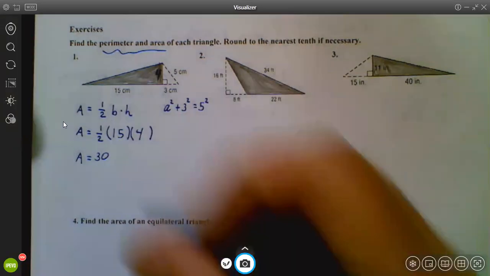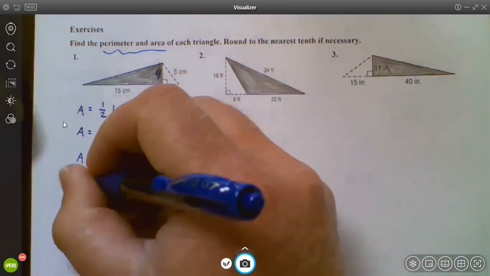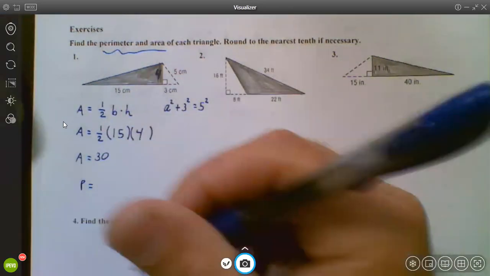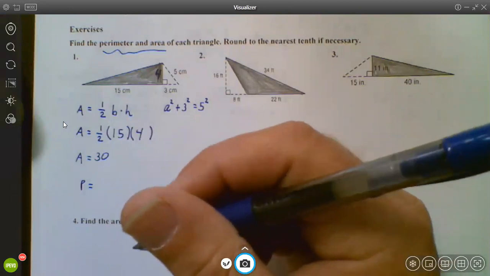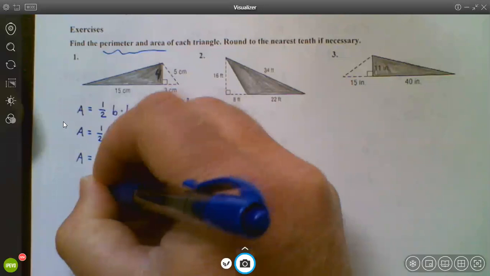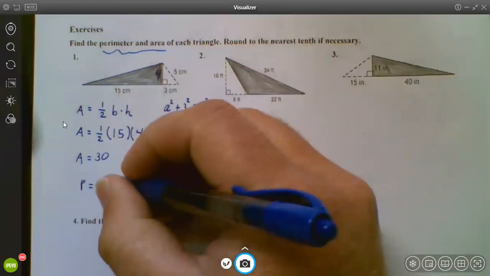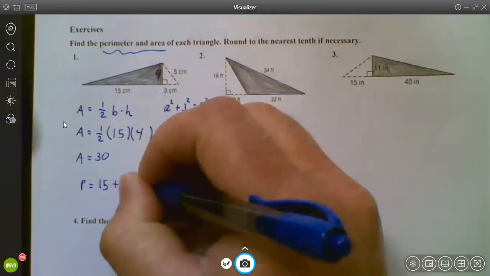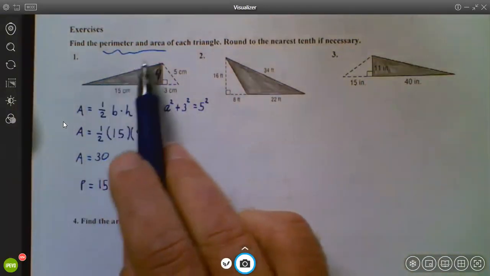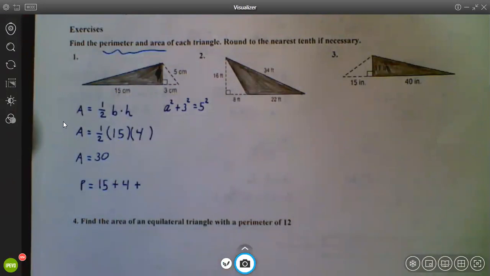And so even on this part, if you were going to do this, and we won't do this for every single one, but let's at least do it for one of them so you have it for your notes. So if we're going to do the perimeter, we already know the 15 on bottom. We know the 4 on the right side. What are we going to do to get this guy? Good old Pythagorean theorem. You guys can be experts at this.